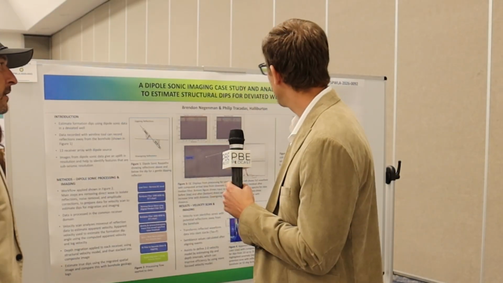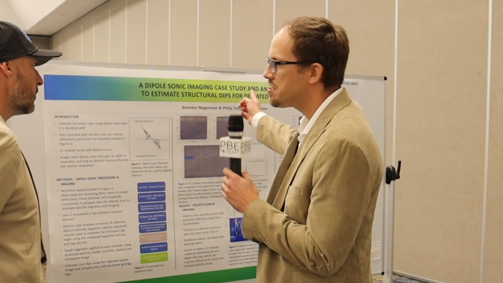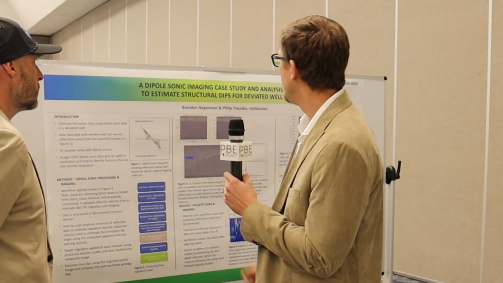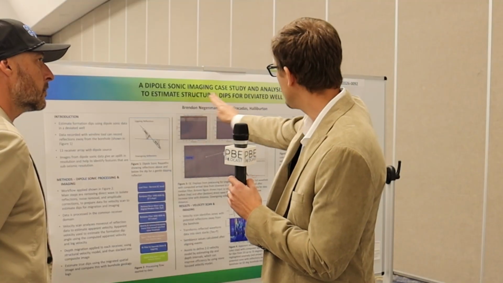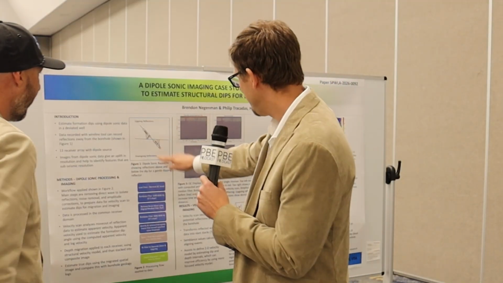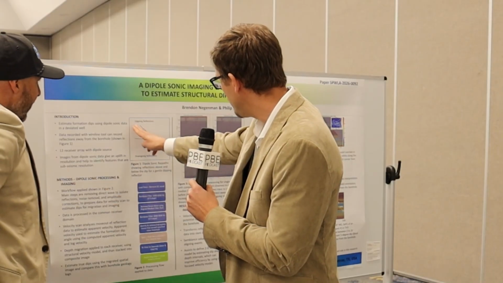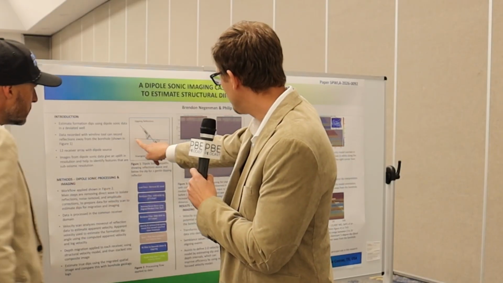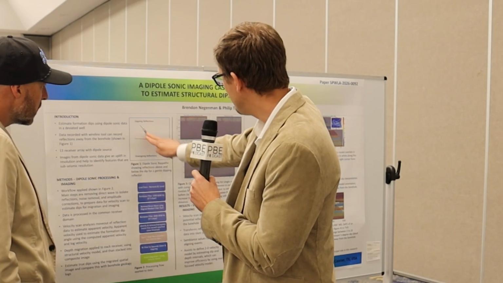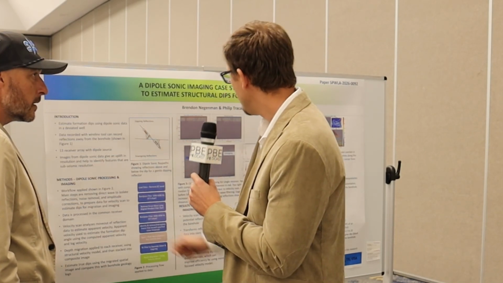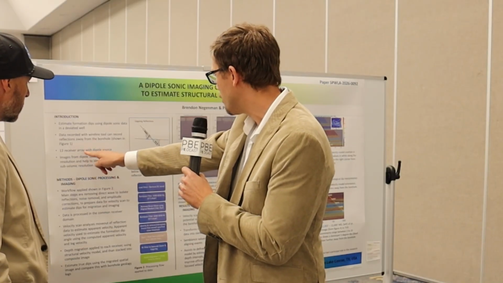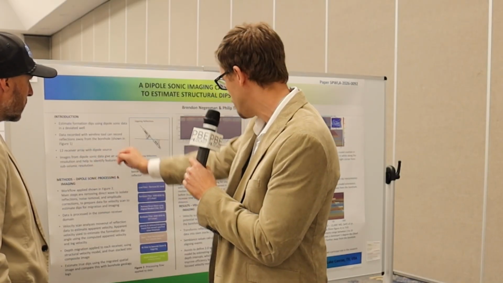Okay, so the poster is a case study, and it's using the dipole sonic data, and it's really to estimate the dips. This is for a deviated well. So this is showing an example. We have a deviated well geometry, and for example, this is a formation, and then you're going to get reflections which are going to be above and below the formation. This is a wireline tool. So we have a 13 receiver array, and we're using dipole sources.